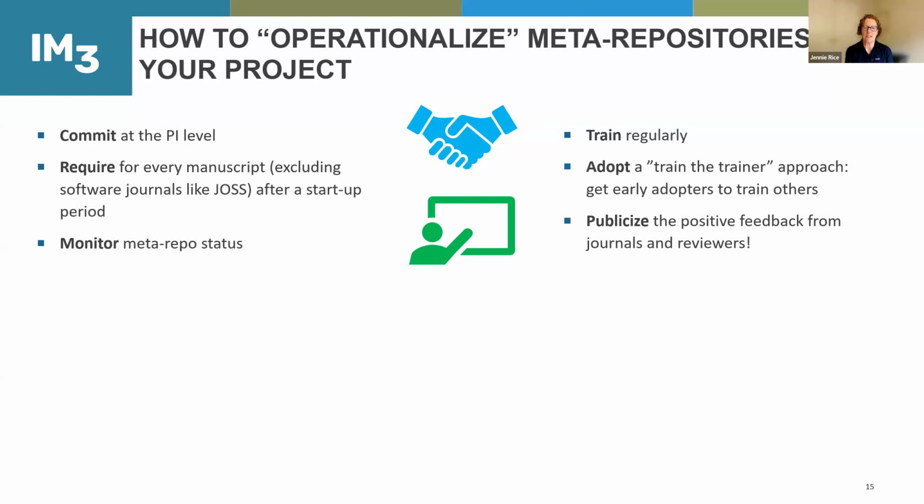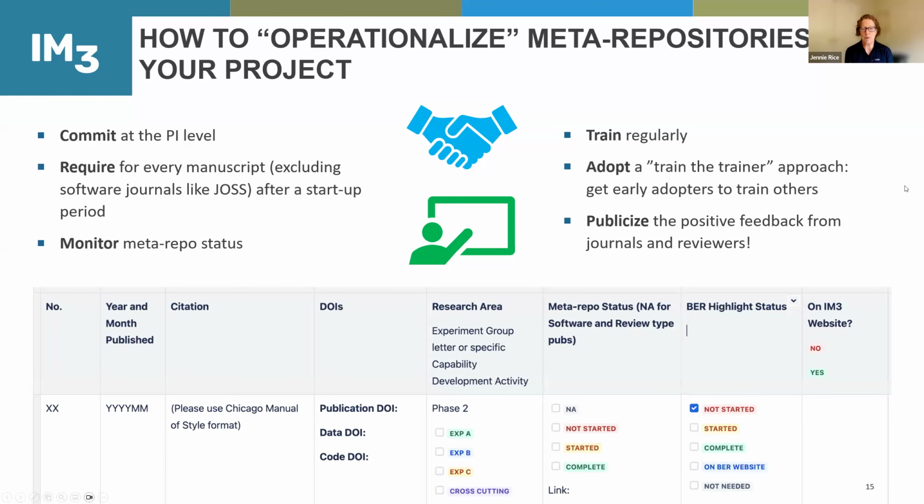And I guess I'd just like to conclude, Mengqi, if you can click one more time. We just include a table here. I wanted to show you that in IM3, we actually use Confluence, with a Confluence table where we enter all publications that are under development and published articles, and we track things like their meta-repo status, which is the column third from the end, as to where it's going and what the status is.